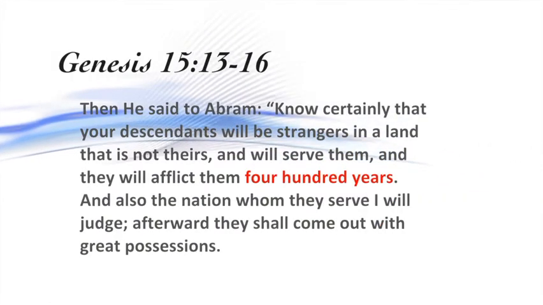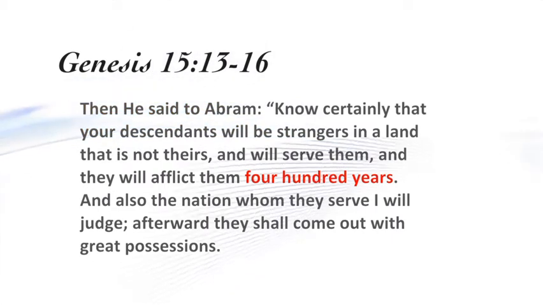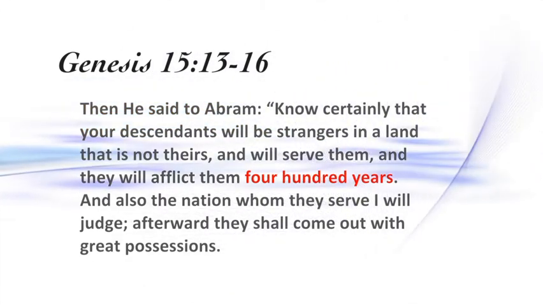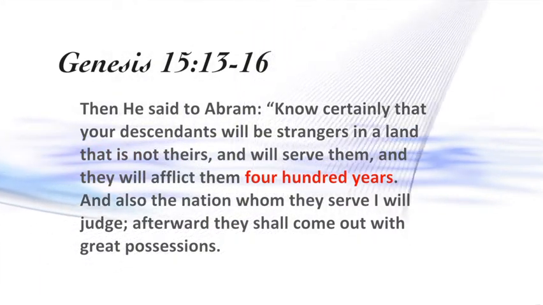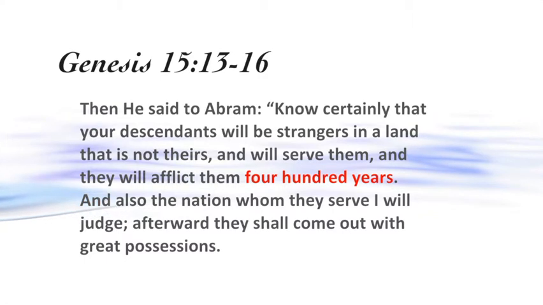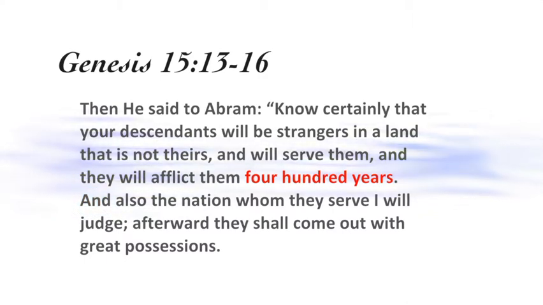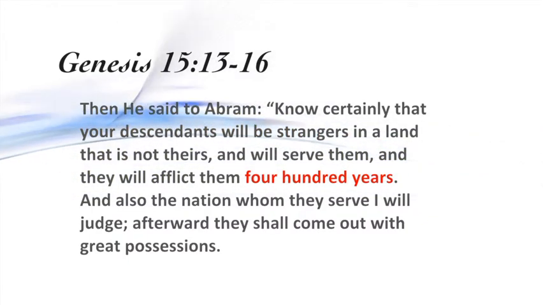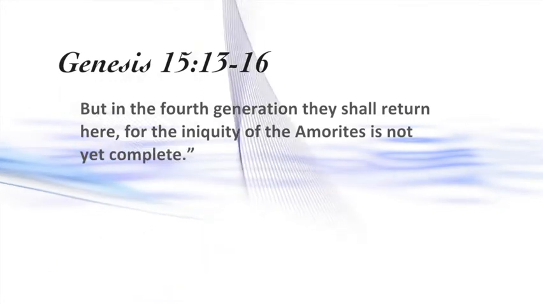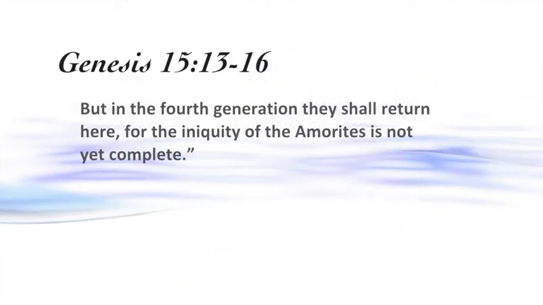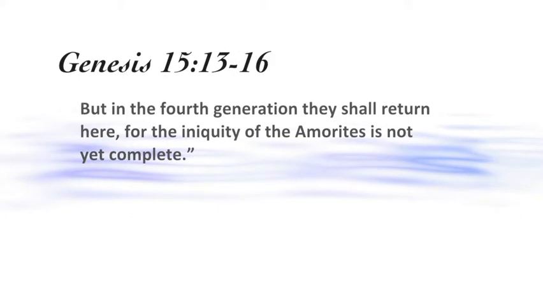In Genesis 15:13-16, we read that God said to Abram, "Know of a surety that your seed shall be a stranger in a land that is not theirs, and shall serve them, and they shall afflict them 400 years. And also that nation whom they shall serve will I judge, and afterward they will come out with great substance." That's, of course, a prophecy of the Exodus. In the 4th generation they shall come here again, that is, to possess the promised land. For the iniquity of the Amorites is not yet full.